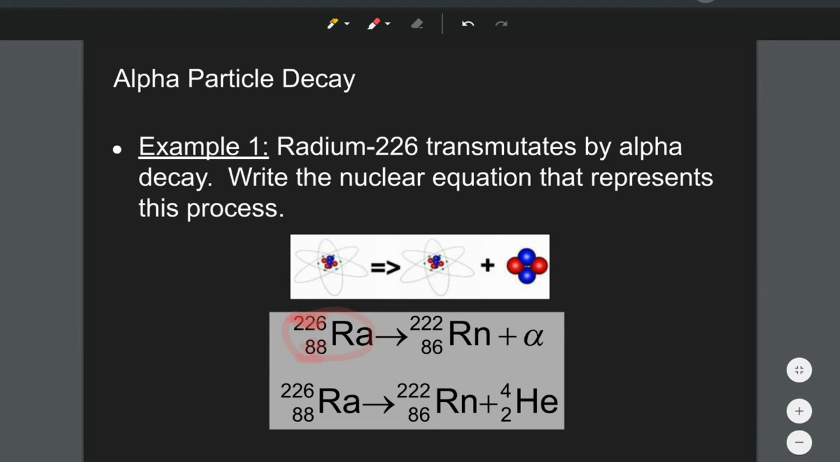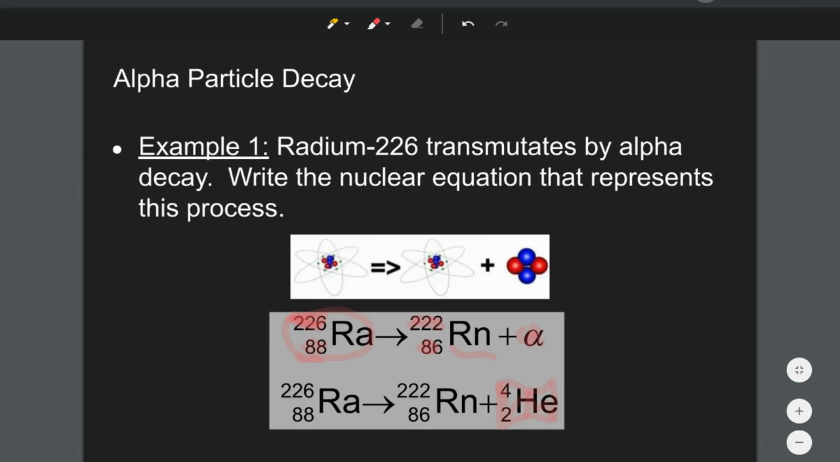If it gives off an alpha particle, this is the symbol for an alpha particle, or we can write it 4 2 helium, that's another way of saying it, then it becomes 2 protons less, so it becomes element number 86, which is radon, and then it also becomes 4 times less massive because of 2 protons and 2 neutrons, so it goes from 226 to 222.